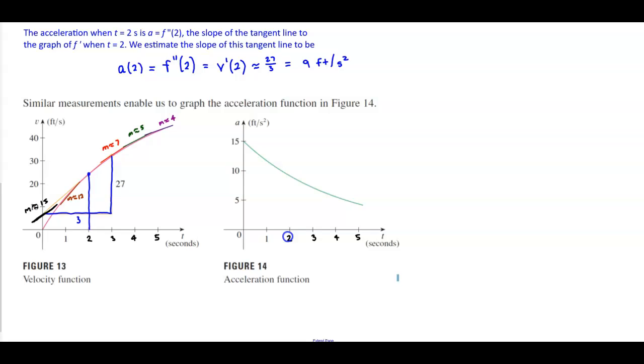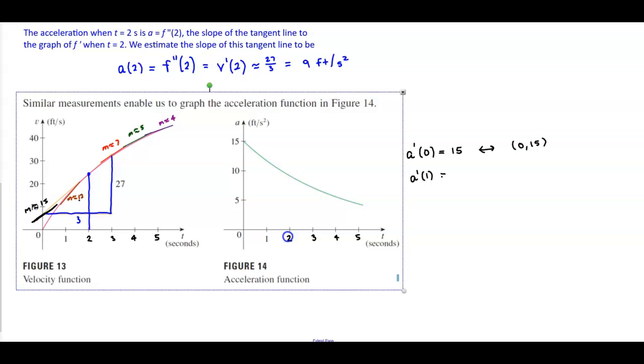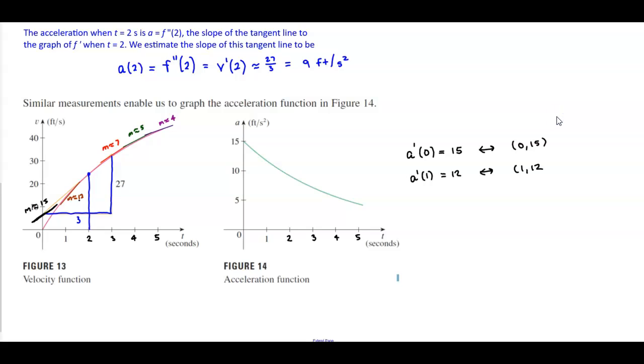So that means the acceleration at 0 is going to give us a slope of 15 on the velocity graph, which tells us that we have the ordered pair 0, 15. And then at 1, we have an approximation of a slope of 12. So at 1, we have that in brown there, an approximation of 12. Again, those are approximations. We have 1 and then 12. And at 2, we found that to be 9 for the slope on the velocity. So we have 2 and then 9.